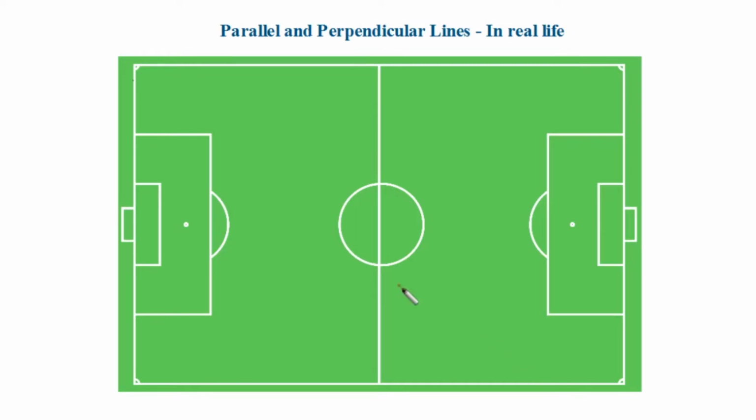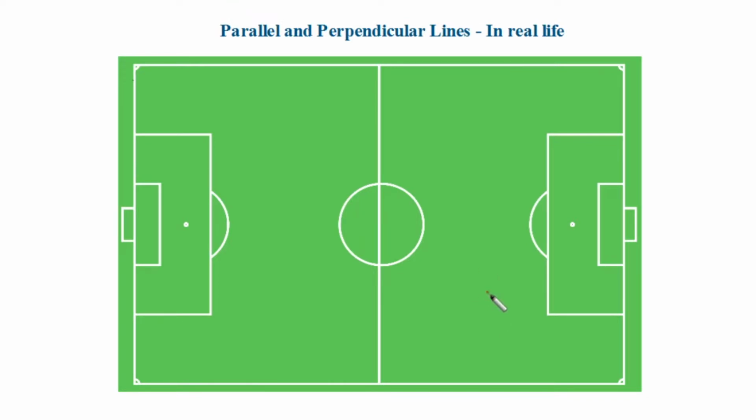Now, in this case, you can observe that the vertical boundary of the football court and the halfway line of the court are not intersecting each other and they are at a constant distance from each other. And hence, I can say that the vertical boundaries and the halfway line are parallel to each other. Similarly, the horizontal boundaries are also parallel to each other.